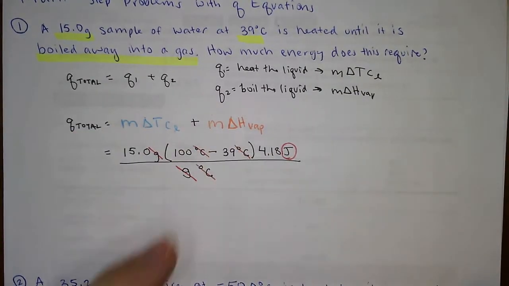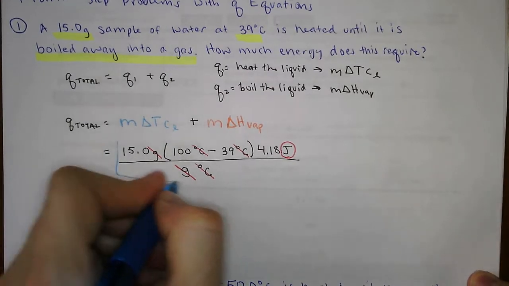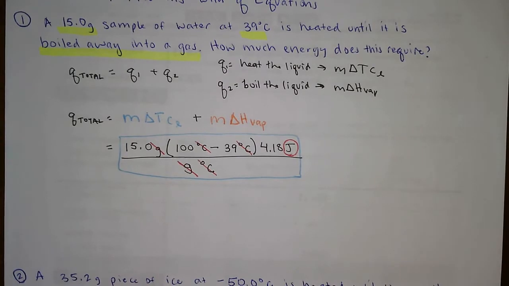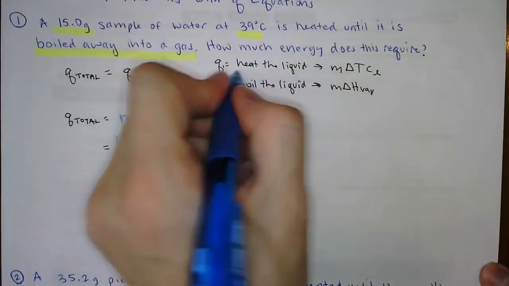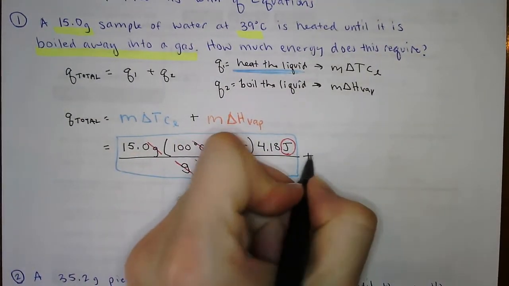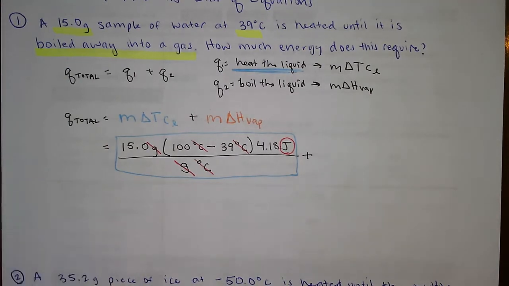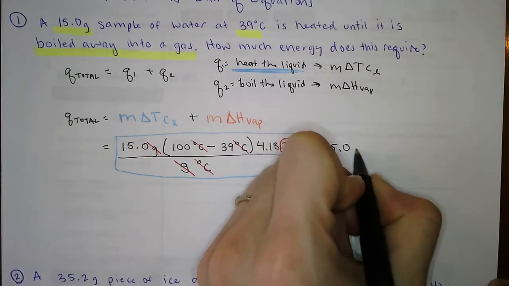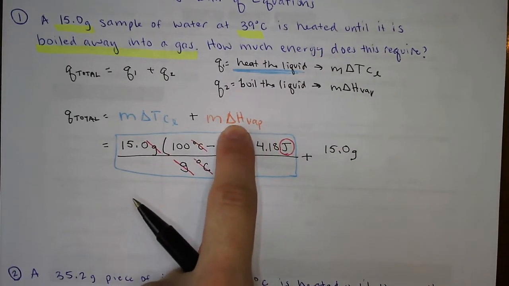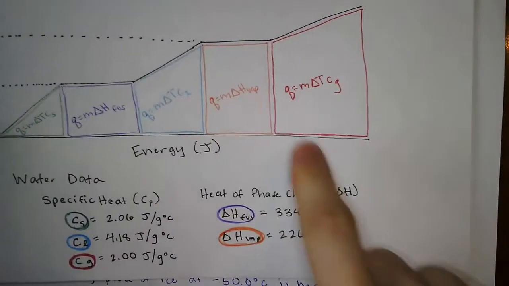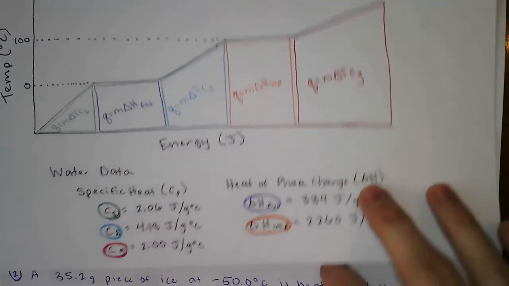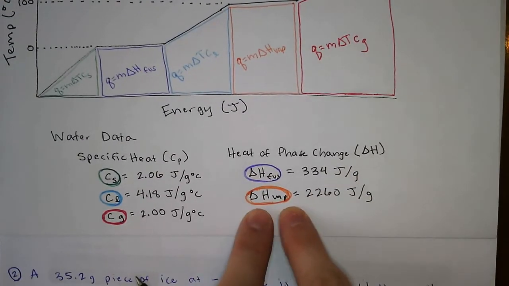But now I still have to add this portion right here. So I just did the M delta T C_L part. I just heated up the liquid. Right now I need to boil the liquid. So that's going to be an added portion of energy. So my mass is still 15 grams. All right, M right there. And now I need delta H of vaporization. How do I know it was vaporization? Because I already figured it out on my graph. I know I'm going to use delta H vap, not delta H fusion. That's why this comes in so handy.